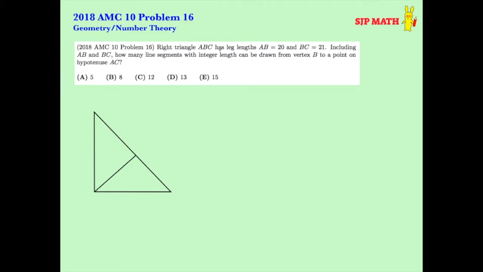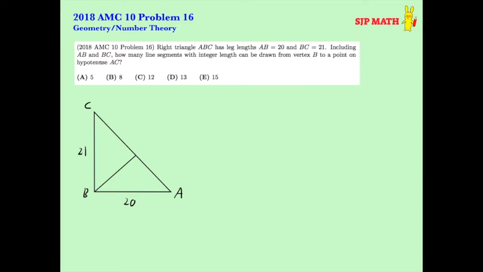So right triangle ABC has leg lengths AB equals 20 and BC equals 21. This means that the right triangle ABC has a right angle at B. There we go. And AB is equal to 20, and BC is equal to 21.